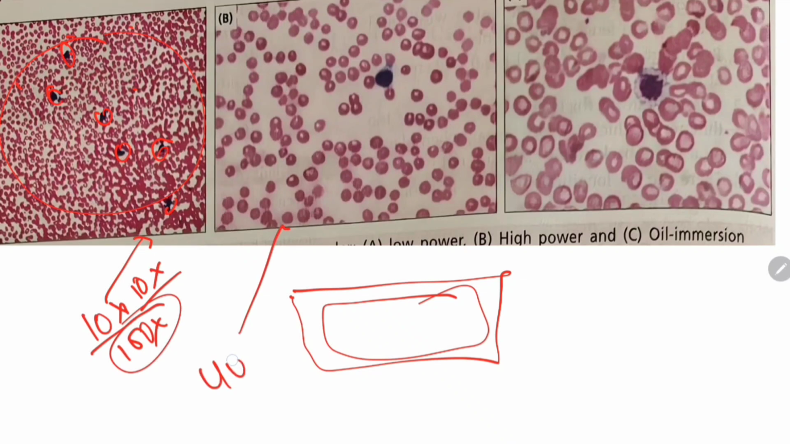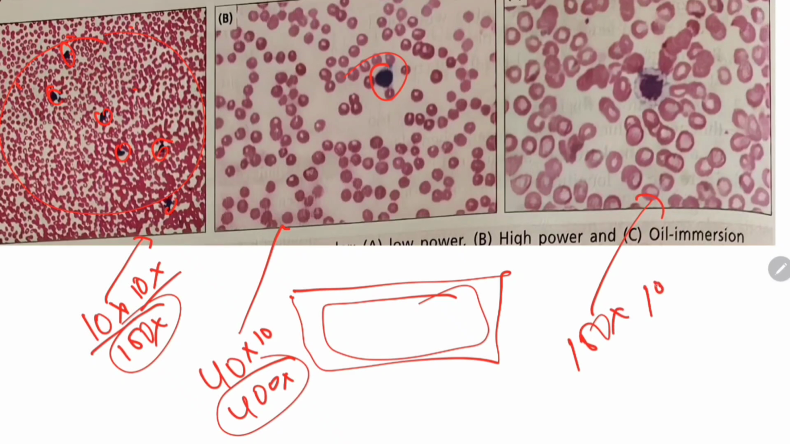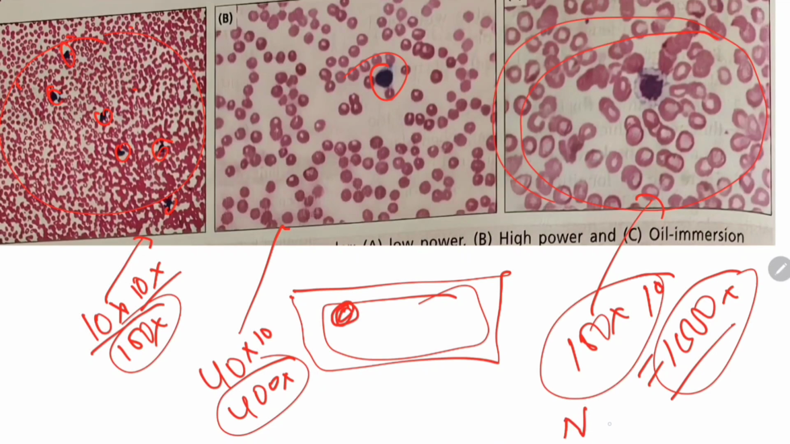When we focus under the 40x or high power objective lens, so 40 into 10, the total magnification will be 400x. So your cell will look like this. And now finally we can focus with the 100x objective lens, so 100 into 10, the total magnification will be 1000x. We have neutrophil, then eosinophil, basophil, lymphocyte and monocyte. So these are the white blood cells. We have to first identify these cells, and then we will be able to count them.